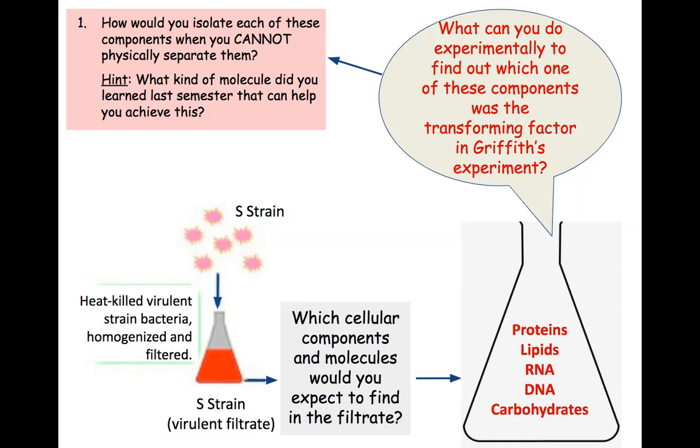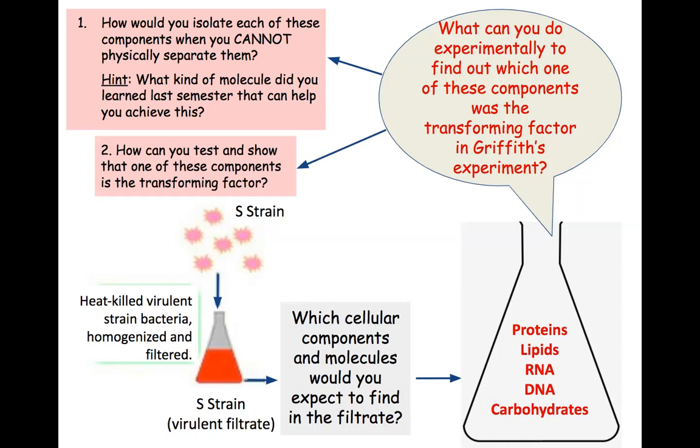That's step 1. Step 2, how can you test and show that one of these components was the transforming factor? So in this particular case, after you isolate them, you need to then be able to verify that this is in agreement with what Griffith had observed to explain what had happened. How are you going to do that? What kind of instruments would you need in order to provide the proof?